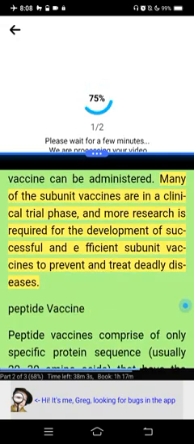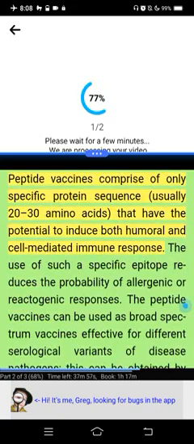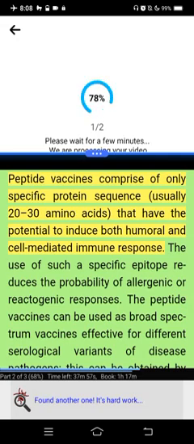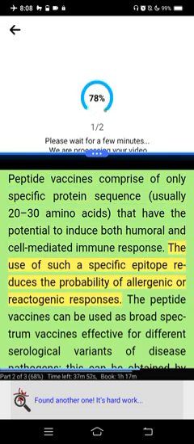Many of the subunit vaccines are in a clinical trial phase, and more research is required for the development of successful and efficient subunit vaccines to prevent and treat deadly diseases. Peptide vaccine. Peptide vaccines comprise only specific protein sequences, usually 20 to 30 amino acids, that have the potential to induce both humoral and cell-mediated immune response. The use of such a specific epitope reduces the probability of allergenic or reactogenic responses.